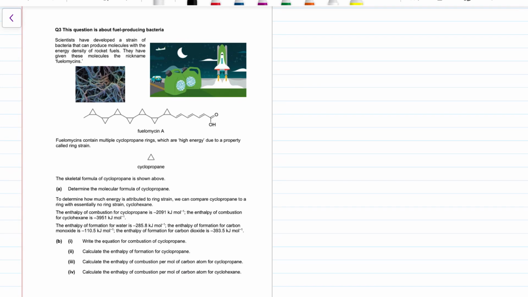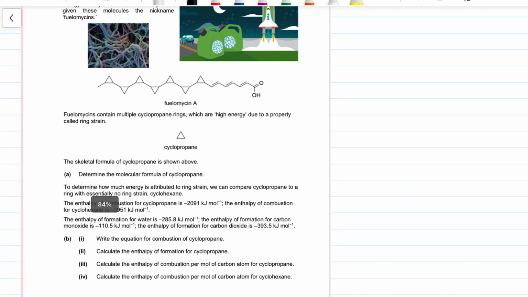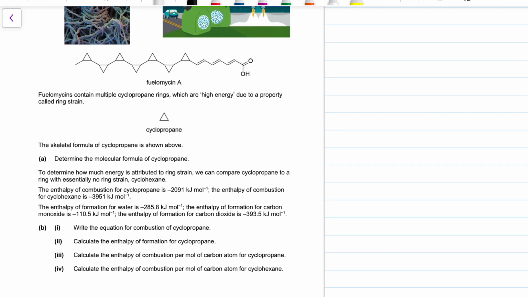Hello, so today we're going to be taking a look at question 3 from the 2024 Chemistry Olympiad. So let's get started. There's a bit of context here. I don't think you need to read this really, but we're going to focus on the first question. So question A, determine the molecular formula of cyclopropane.